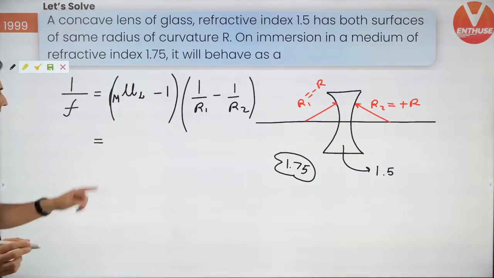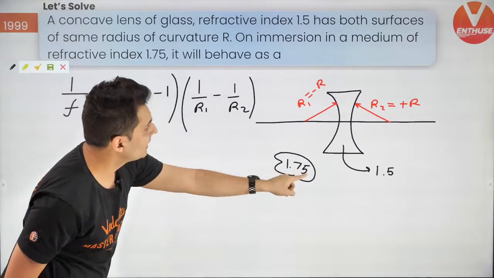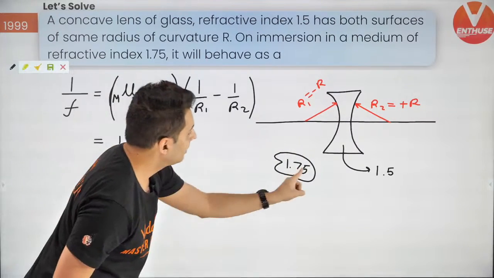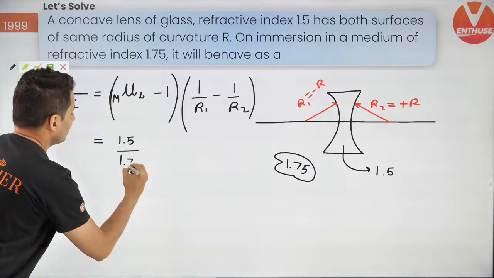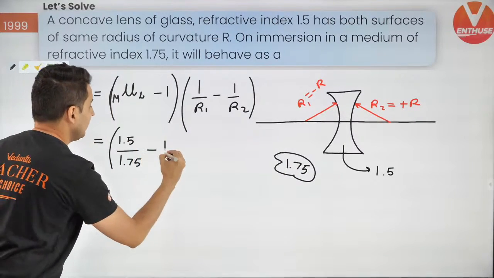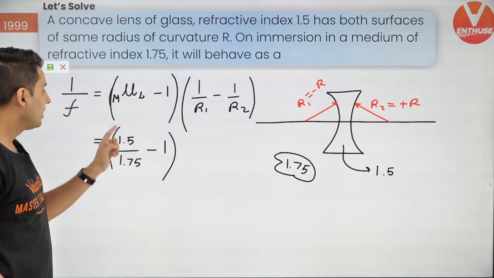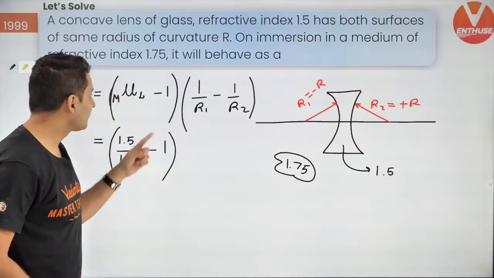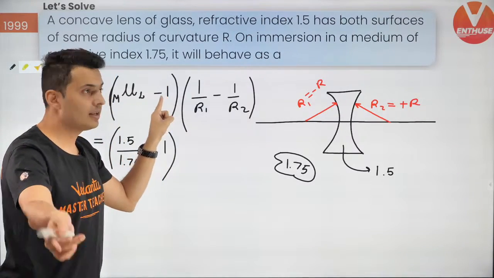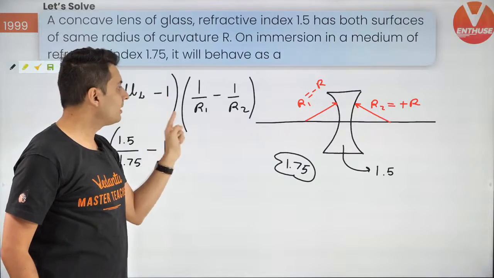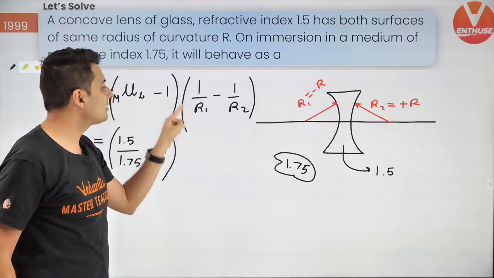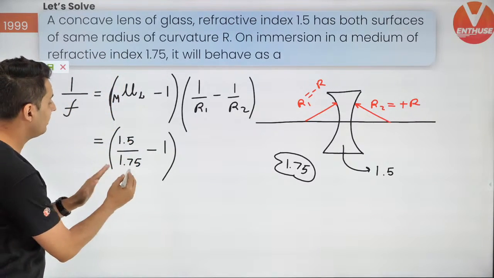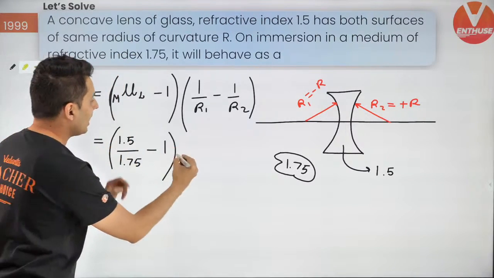Let's start substituting things. Refractive index of the lens with respect to the medium. Think about it. Lens refractive index is 1.5 and the medium's refractive index is 1.75. Now I have also seen students committing one more mistake here. What they do is they put 1.5 minus 1.75. That is wrong. They think this 1 stands for the refractive index of air. So when the medium changes, they replace this 1 with 1.75. That is wrong. Please understand this. Okay, so it is 1.5 by 1.75 relative mu, and 1 by R1.